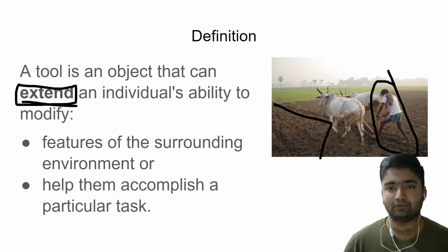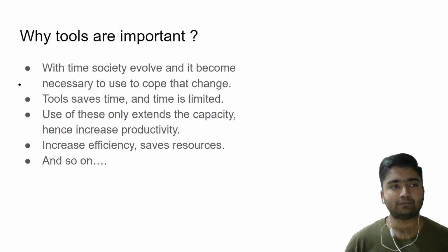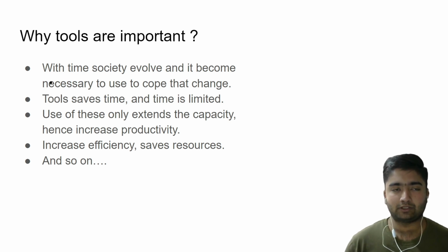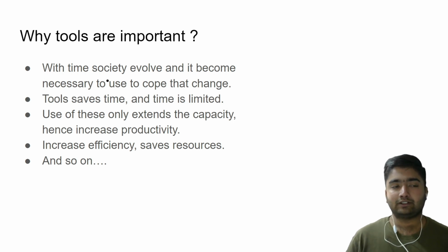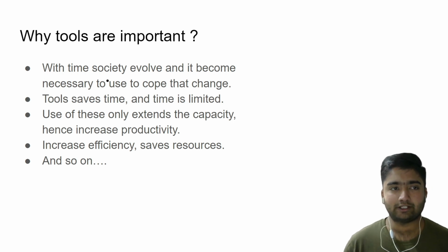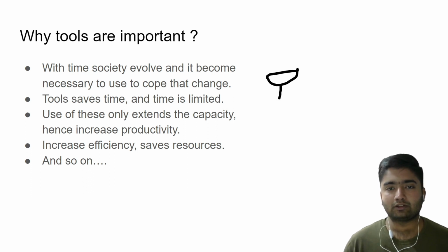So let's move forward and discuss them. Why are tools very important? Because, as we discussed in the last slide, tools extend our ability. So what are these factors? First is that with time society evolved. Society evolved around tools only. Initially we have limited ability as humans. So by using tools we make use of resources around us and conquer nature in some way.